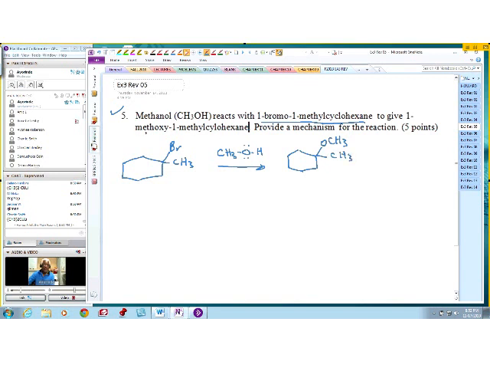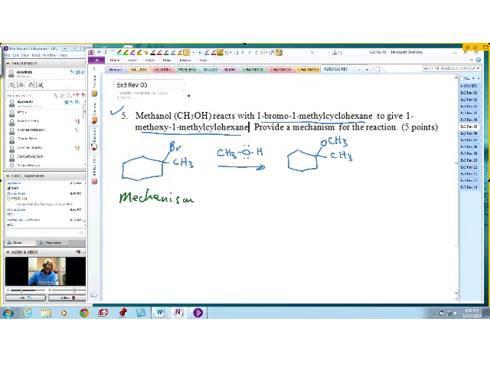And that is the 1-methoxy-1-methylcyclohexane. Now I say provide the reaction mechanism. Okay, so let us give the mechanism for this reaction. Before we give the mechanism, what kind of reaction is this? Anybody has an idea?